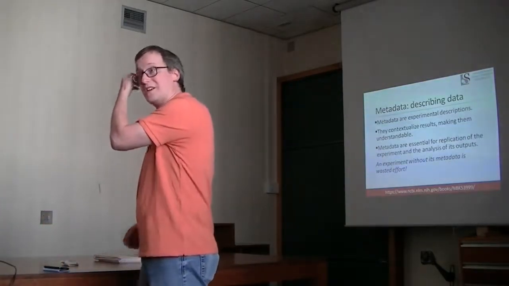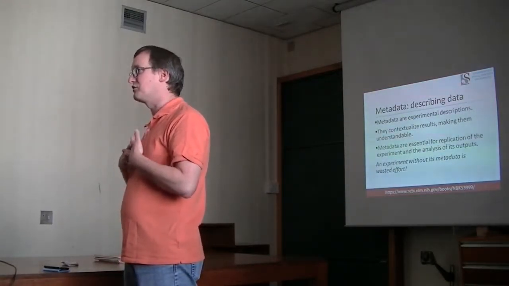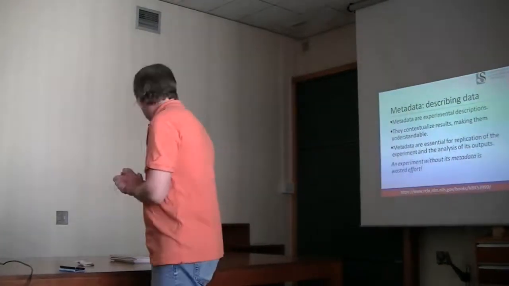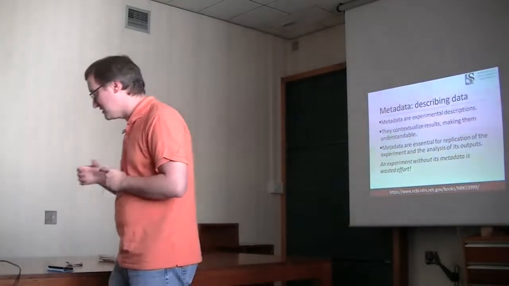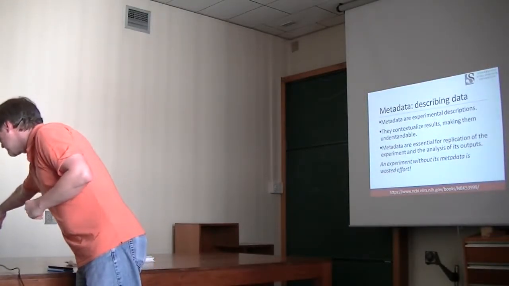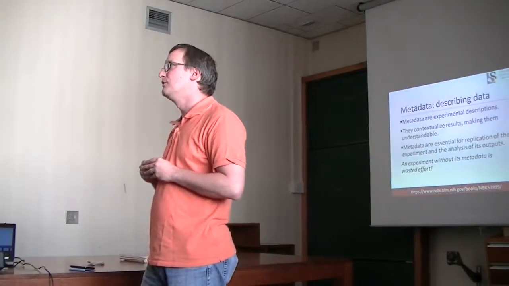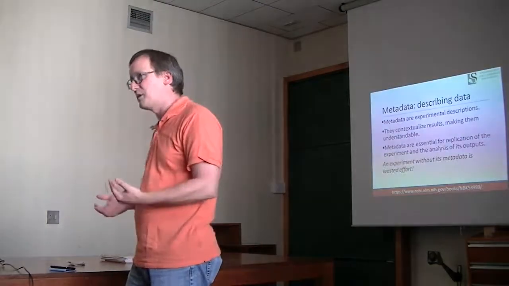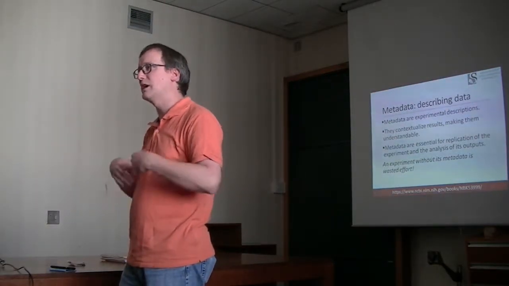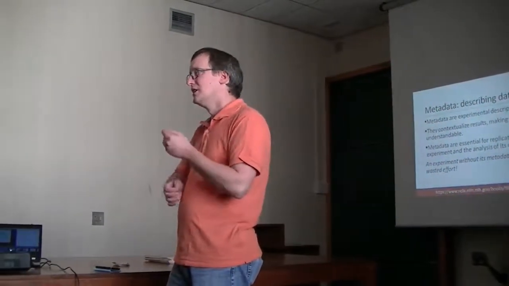All right, so we're going to start with metadata. This gives us the ability to describe data. So first off, you can think of metadata as experimental descriptions. If you're trying to figure out what data mean, having enough data to understand what the experiment was, how these data fit together, what kinds of experiments led to them, and so on, is just essential.